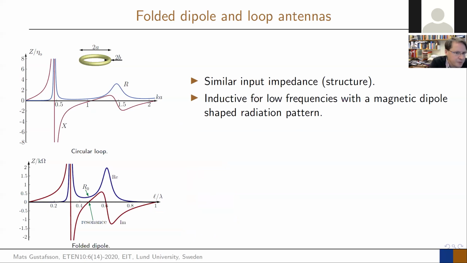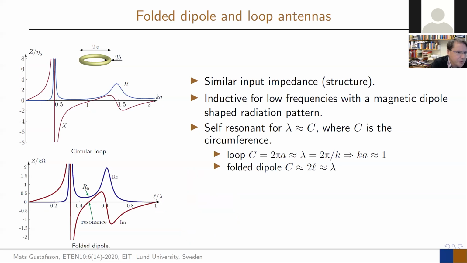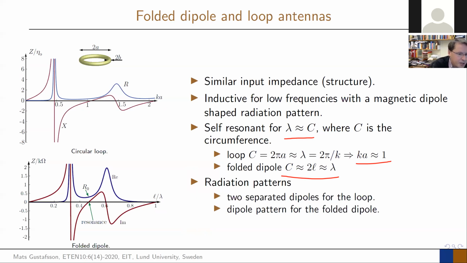So both are inductive for low frequencies, and the radiation pattern there will really be like a magnetic dipole. They are self-resonant, both of them, when lambda is the circumference. It's the same thing for the loop, which is this Ka = 1, and for the folded dipole, the circumference is 2L. So 2L is equal to lambda, that is, L is lambda over 2. So the same property for the folded dipole as the loop. And the radiation pattern is then 2 separate dipoles for the loop and a dipole pattern for the folded dipole. That is the pattern that we get out from these cases.